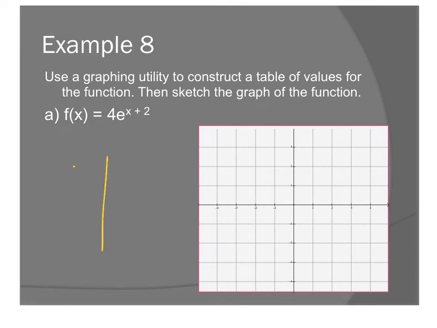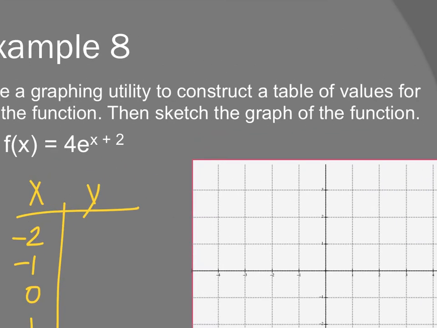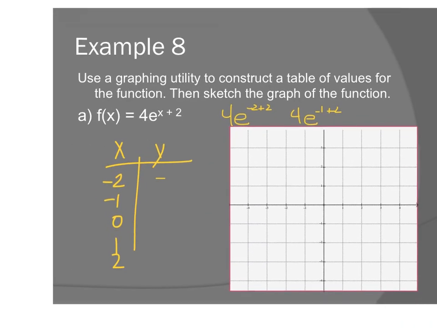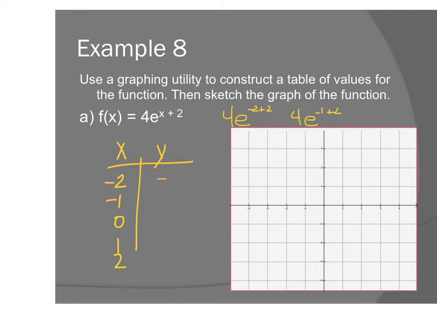I would always, if you could, use 2 negatives, 0, and 2 positives. So if I had negative 2, negative 1, 0, 1, and 2, how would I evaluate this? In my calculator, I would say 4e, and then I would write negative 2 plus 2, and I'd get my answer here. Then I would say 4e to the negative 1 plus 2. Do you see what we're doing? You're just plugging in. That's it. And then you get your points and you graph it. Again, we'll do this more on Tuesday. But all this is just calculator work when you're using the e because it's an irrational number.